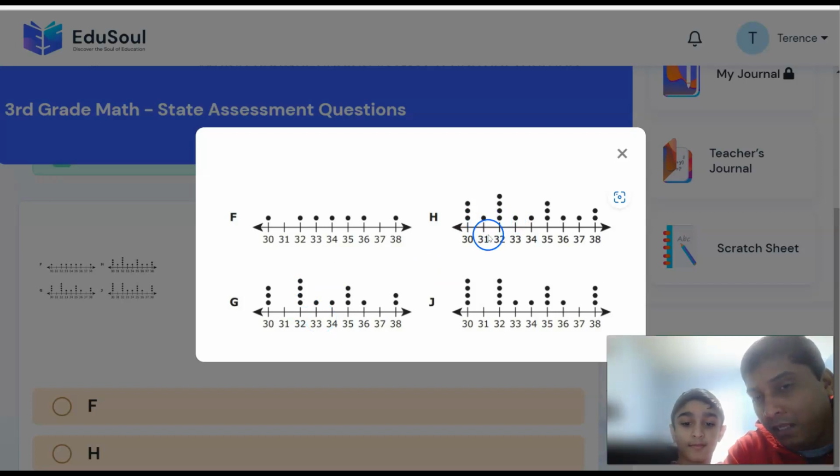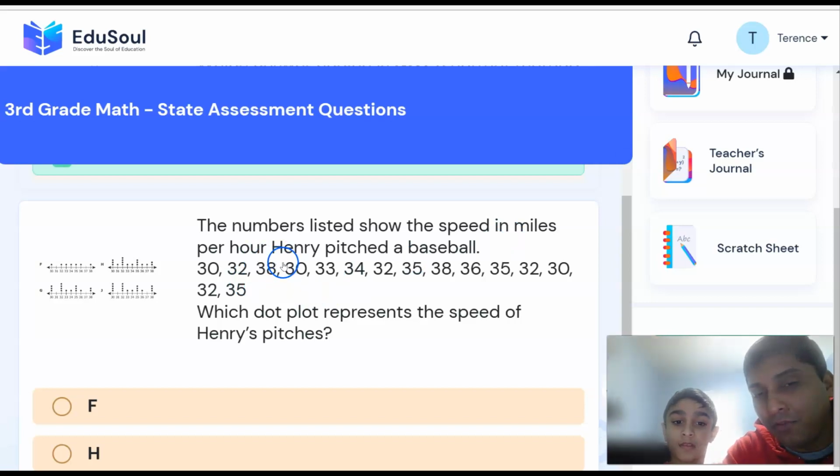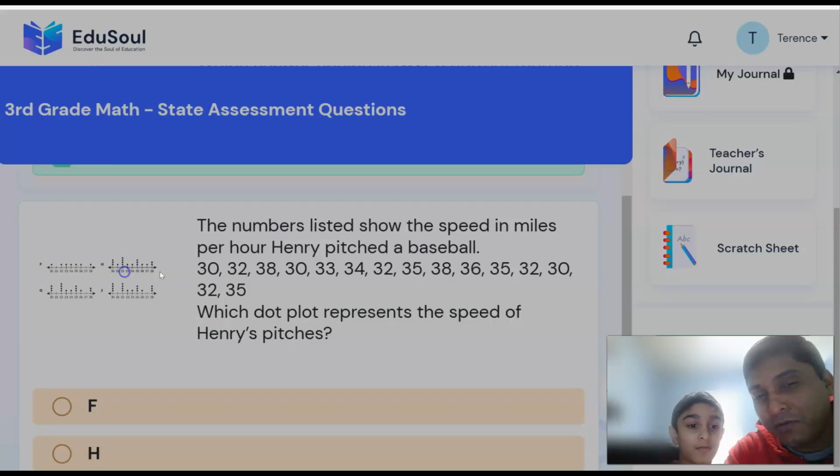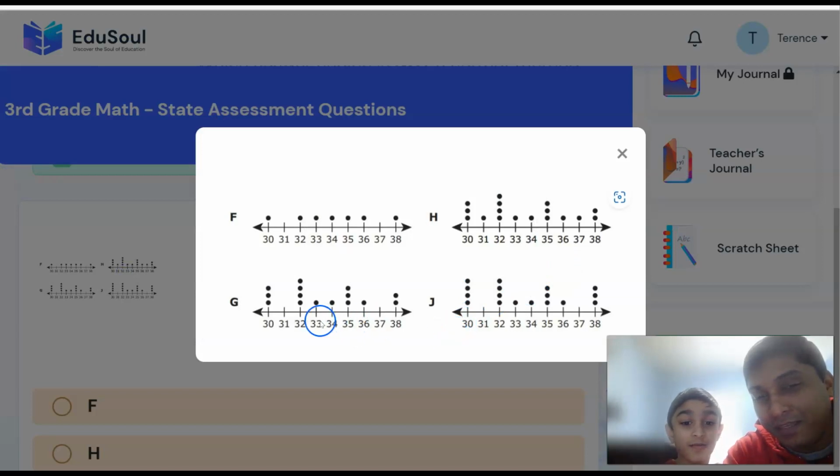So 31, how many times? H has 1 time. So G has 31 zero times. Now that's a key point, right? We have to look at 31, the data point, how many times he threw 31? 0. Now are you sure which one is the right option now? It's G. Why? Because 31 is 0 times in G, right?